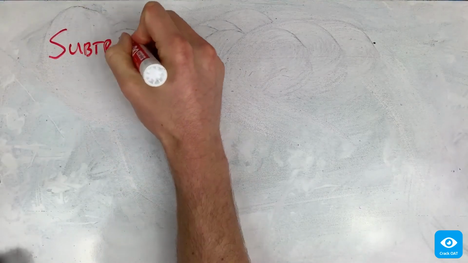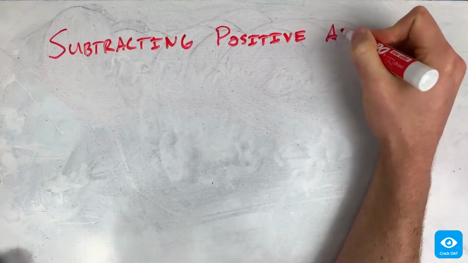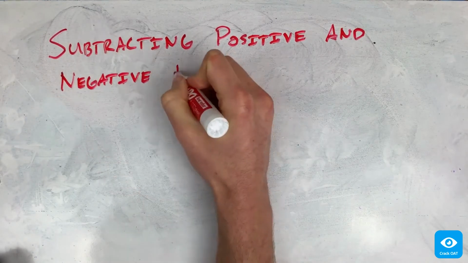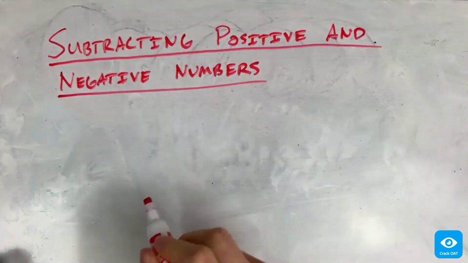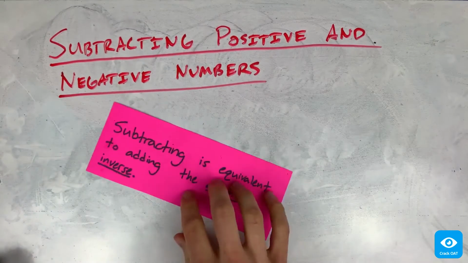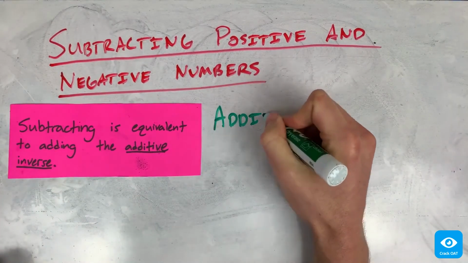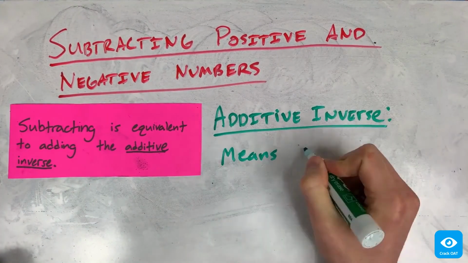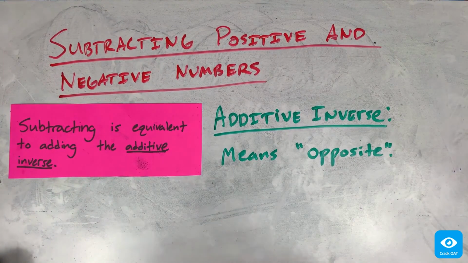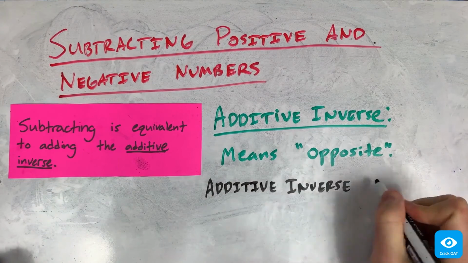There is. Even though they look different, there is no actual major difference between adding and subtracting positive and negative numbers. Subtracting is equivalent to just adding the additive inverse, where the additive inverse is just a fancy term for what we've been calling the opposite of a number. So for example, the additive inverse of 12 is negative 12.